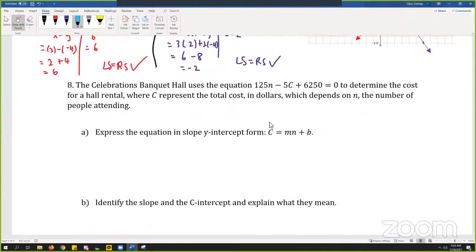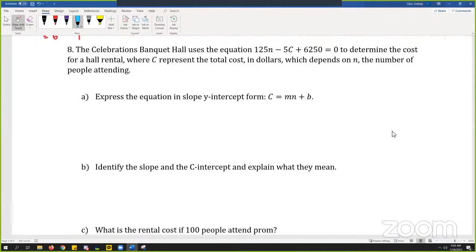So number 8, the celebrations banquet hall uses the equation 125n minus 5c plus 6,250 equals 0 to determine the cost for a hall rental, where C represents the total cost in dollars and depends on N, the number of people attending. Express the equation in slope y-intercept form, so C equals mn plus b. So let's start with that.